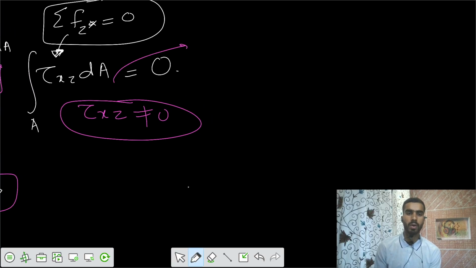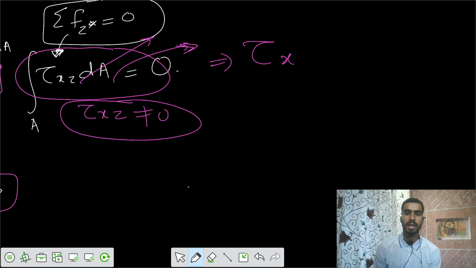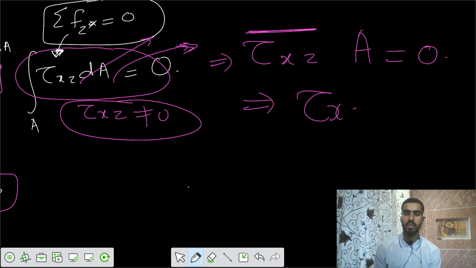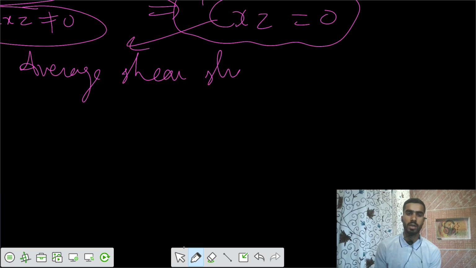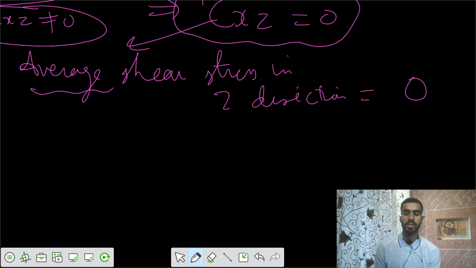So how can this be possible, that shear stress, that overall value should be 0, but area can't be 0? Then we can write, which implies that there should be some average shear stress into some area that should be equal to 0. That means some average shear stress would be 0. So we got this one, that average shear stress in z direction is equal to 0. It's not that shear stress in z is 0, it means average shear stress would be 0.